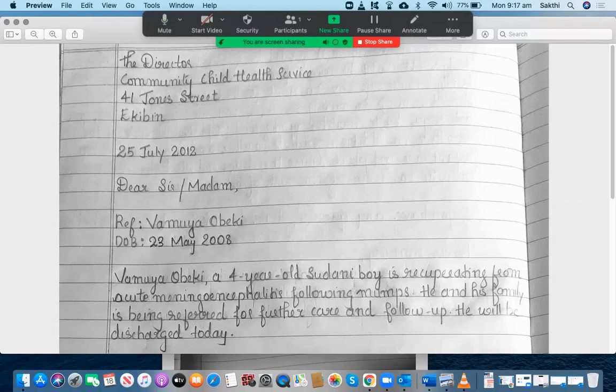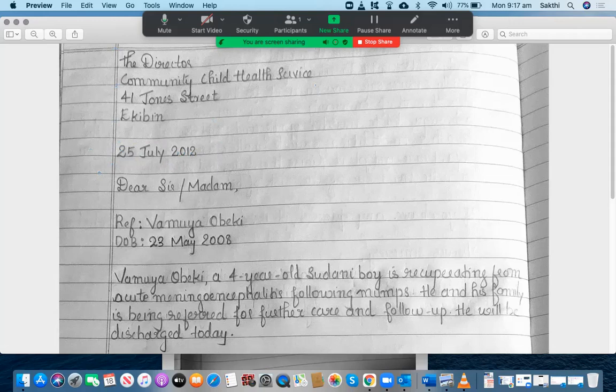So she has written down the director, Community Child Health Service, 41 Jones Street, Ekibin. So she has written the address and contact details here correctly. I'm happy for that. And then she has written down the date. So the date must be written in this format or 25/07/2018. So both of the formats are correct.